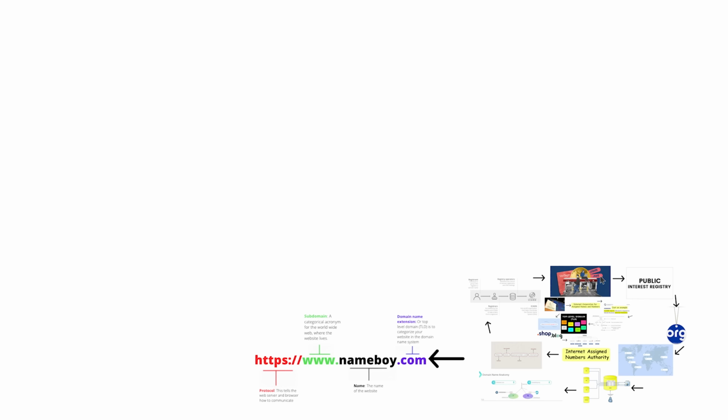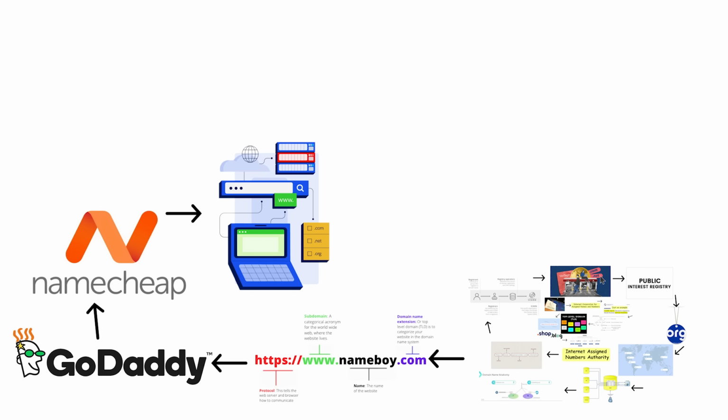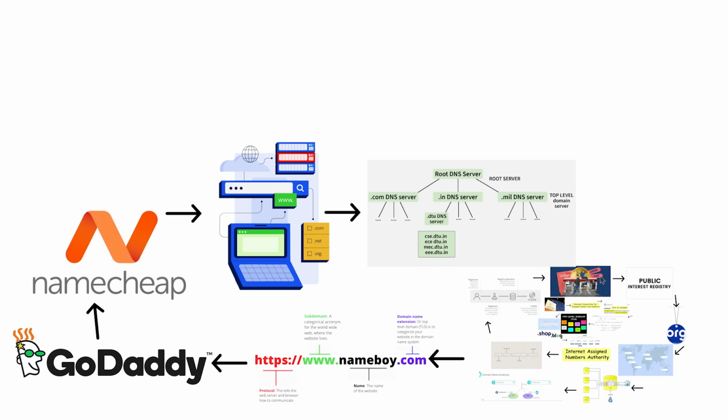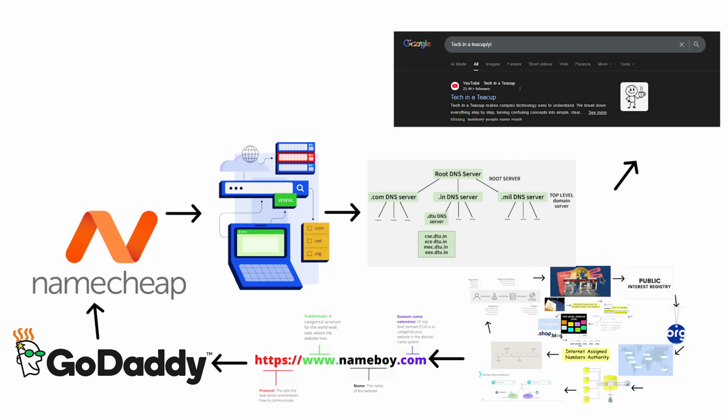When you buy a domain, you go through a registrar like GoDaddy or Namecheap. The registrar talks to the registry to create your domain record. Then you point that domain at your web server using DNS records, and suddenly people can type your name and reach your site. Here's the control at this level.